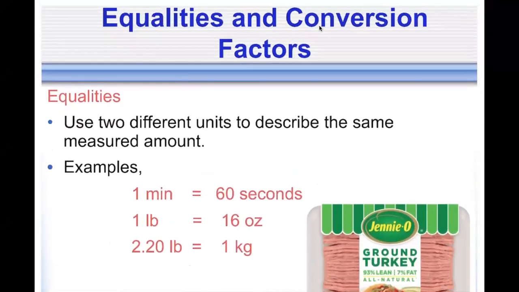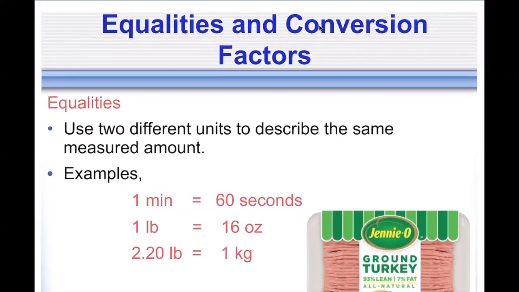All right, so let's first talk about equalities and conversion factors. Equalities are used when you have the same amount described with 2 different units. For example, we know that 1 minute is equal to 60 seconds, although minutes and seconds are different units. Just like 1 pound is 16 ounces, or 2.2 pounds is 1 kilogram. So that's in the English to metric conversion.